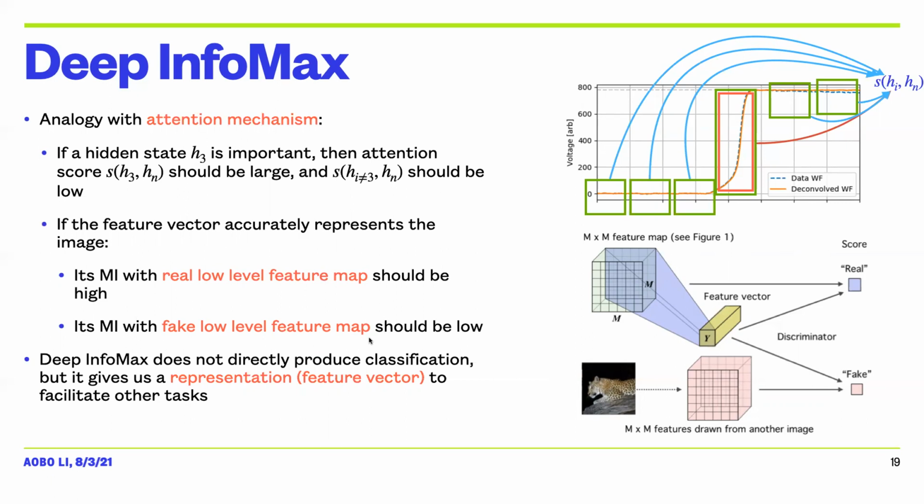DeepInfoMax does not directly produce a classification decision, but it gives you this feature vector after training, which can be used as a representation to facilitate other tasks. For example, if you want to build a classifier on top of it, you can just hook another classification neural network onto this feature vector. This will allow you to very easily train the new classifier.